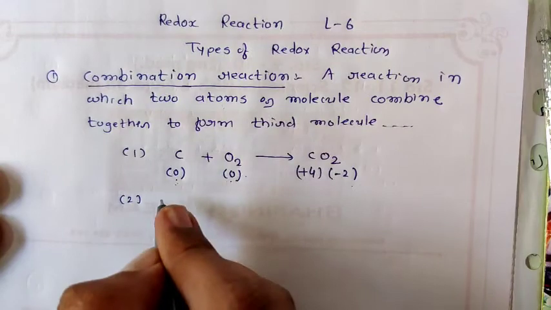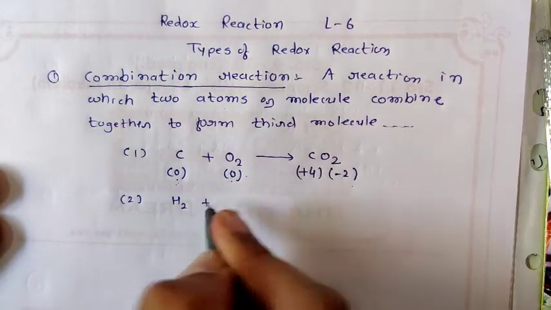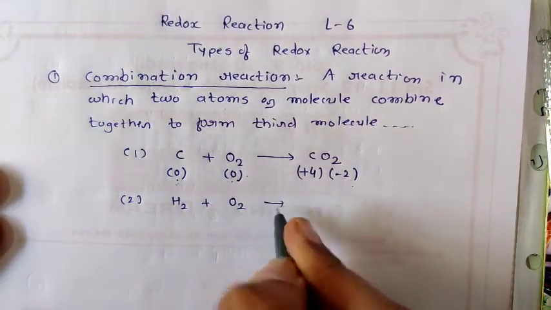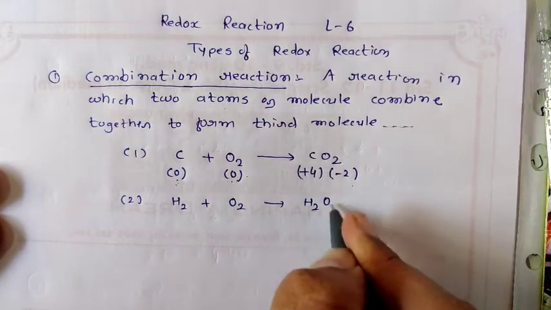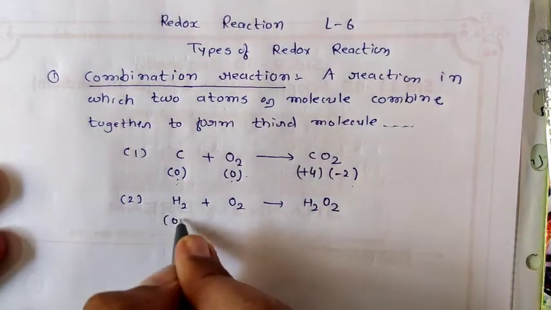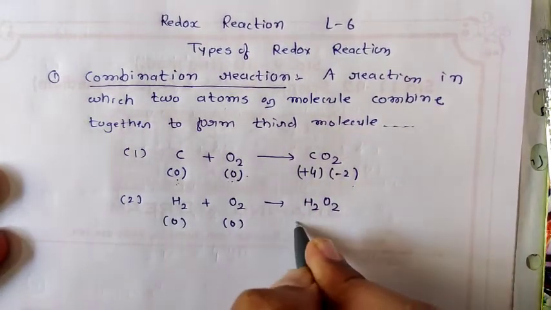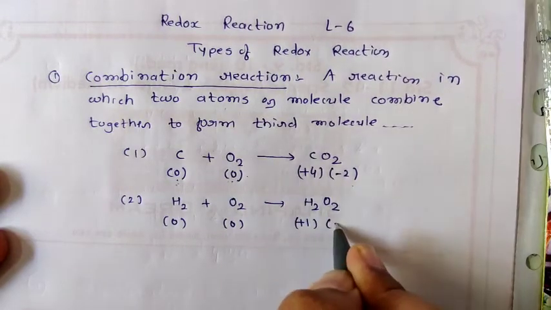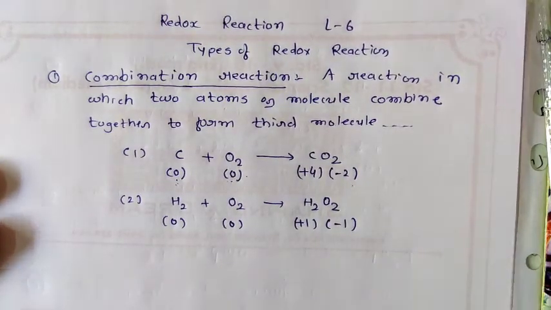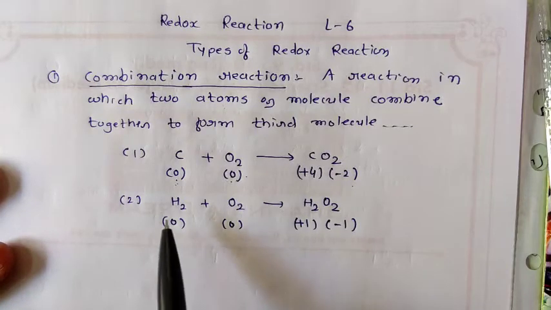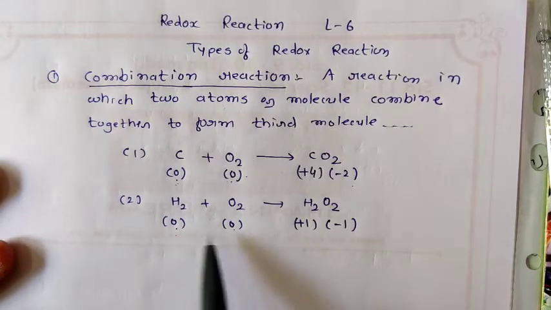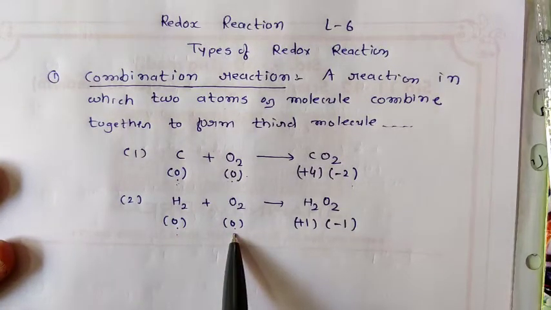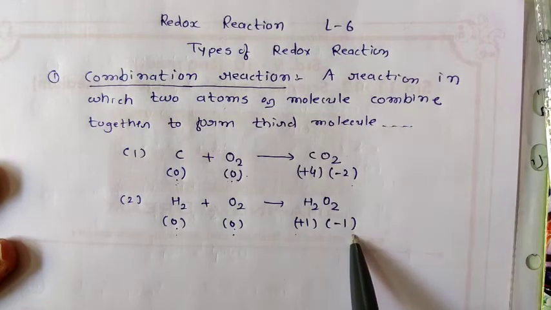I will give you a second example. H2 plus O2 gives H2O2. Here 0, 0, hydrogen plus 1, and this is a peroxide, so oxygen is minus 1. Again, a reaction in which two molecules combine together to form a third molecule.